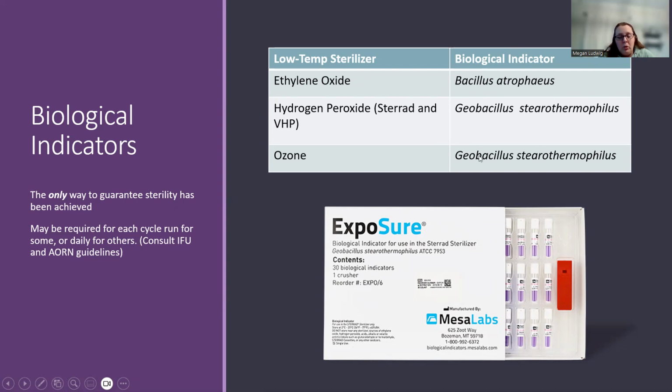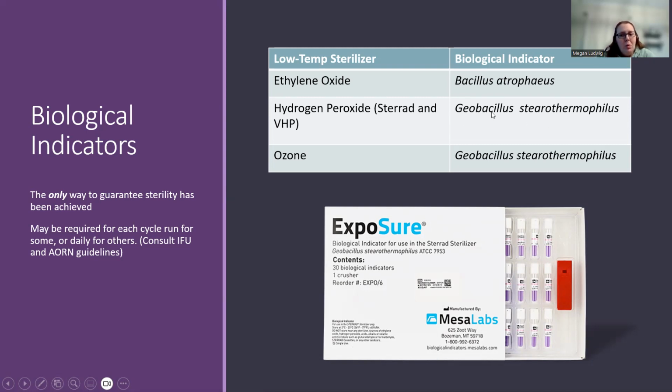So these are the spores, okay? They're spores. Not all bacteria can form spores, so they have to pick the correct spore for the sterilizer. So these are your fun bacterial names. Bacillus atrophaeus is good for ETO. And then these last two, Geobacillus stearothermophilus. Say that like three times. It's really quite a mouthful.